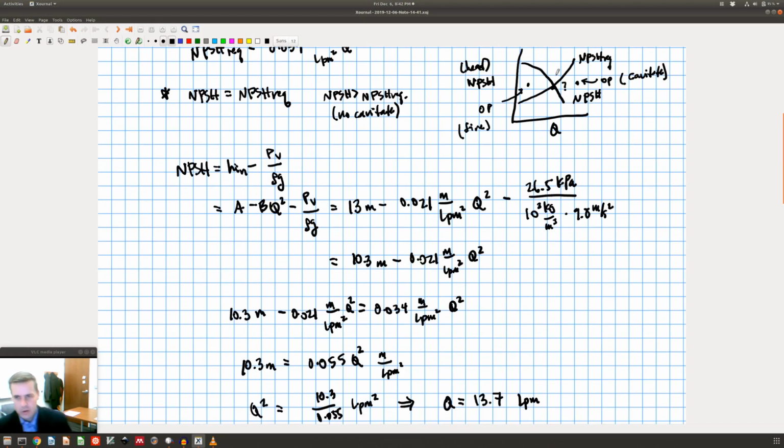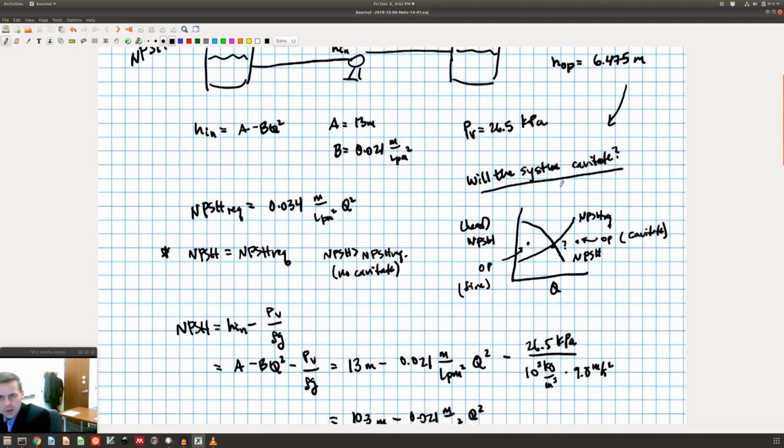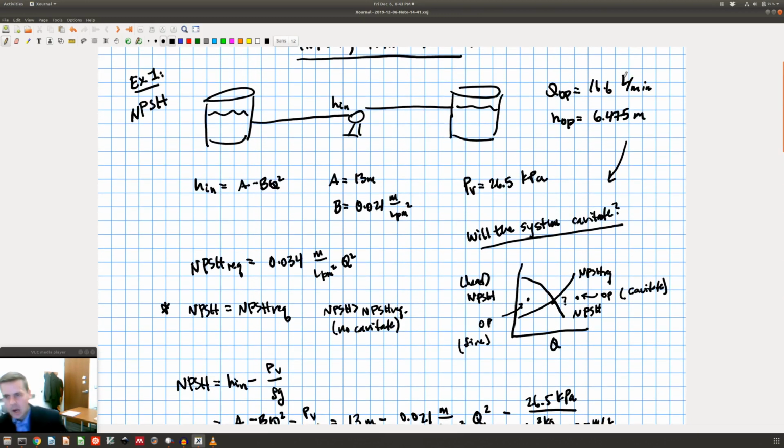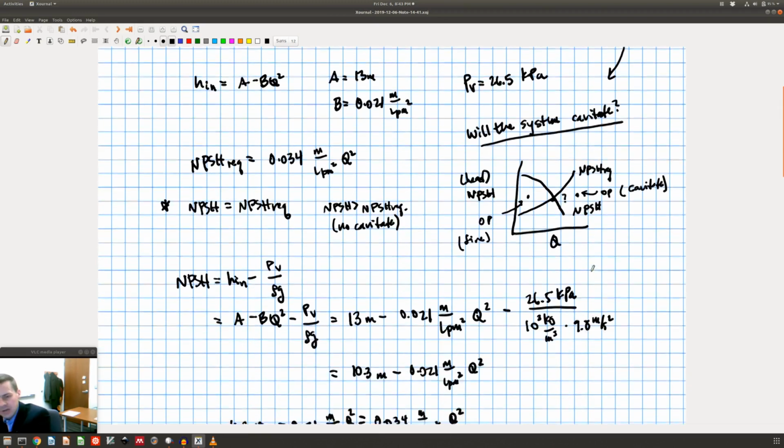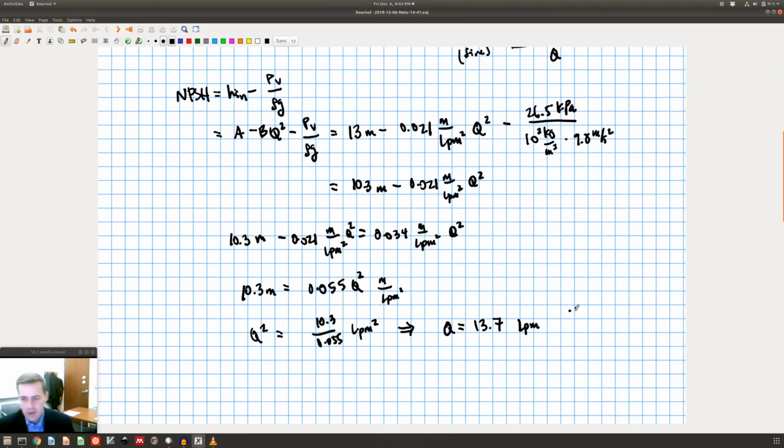Now let's look back up here and think about our picture. This crossing point right here is going to be at 13.7 liters per minute. So where was our operating point? Our operating point is at 16.6 liters per minute. So it's out here. So this system will cavitate. So that's a frowny face. The system will cavitate.